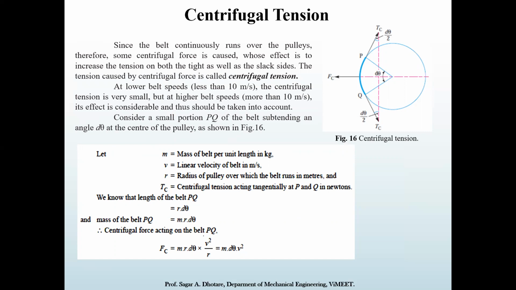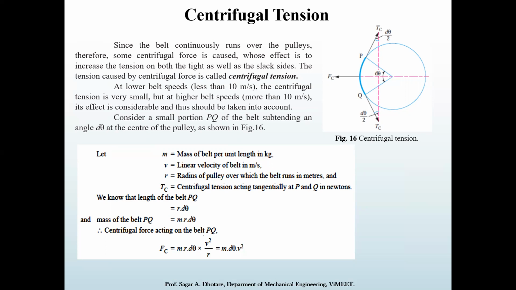Okay, how can you calculate it? You can refer to figure number 16. m is the mass of the belt per unit length in kg. v is the linear velocity of the belt in meters per second. r is the radius of the pulley over which the belt runs. And Tc is the centrifugal tension from point P to Q.